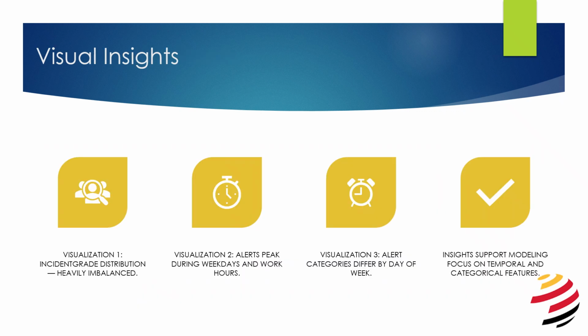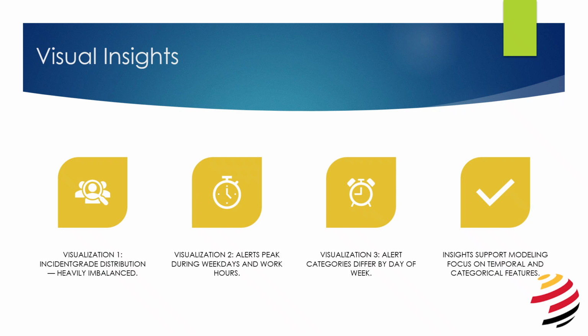Let's look at some key visual insights from my exploratory data analysis. First, I plotted the distribution of the target variable, incident grade. The distribution of the alert IDs has been checked to see what the frequent alerts in the system are. At the end, the temporal feature, weekend, has been explored to check if there is any relationship between the day of the week and alert frequencies or not.